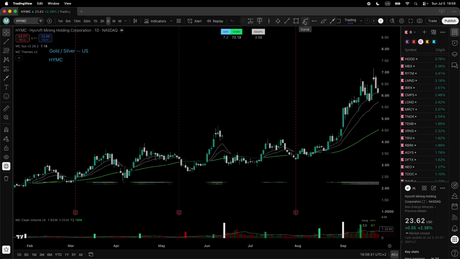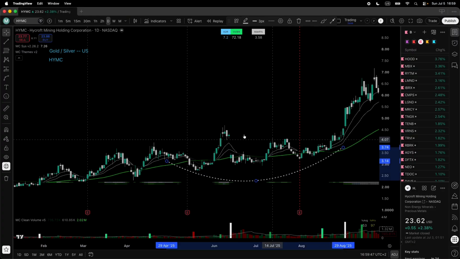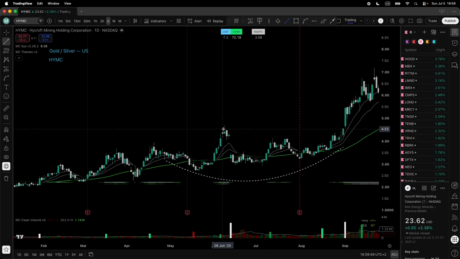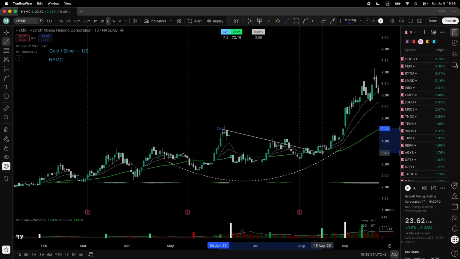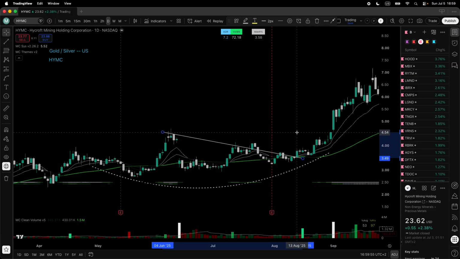Let's see more examples. This is HiMC, which is a gold mining company and had a very strong catalyst last year, which was the gold price moving up. So we have our base here. We have our volatility contraction here. First item to break out was here without much volume.